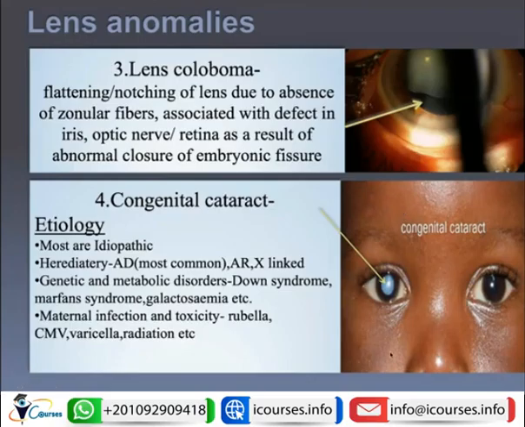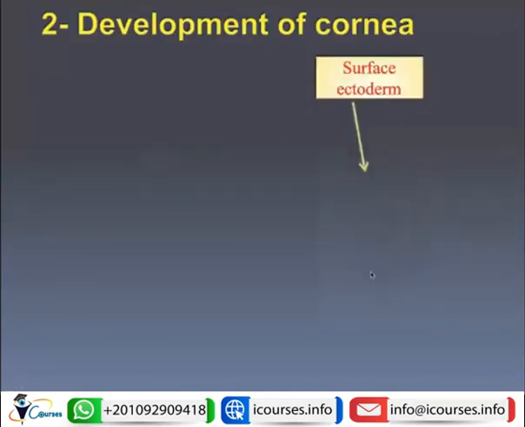The most common congenital anomaly of the lens will be the congenital cataract. Congenital cataracts are mostly idiopathic but can occur due to a wide range of reasons, like infections or metabolic abnormalities. This is beyond the scope of a basic exam, but just know that this is the most common congenital anomaly.